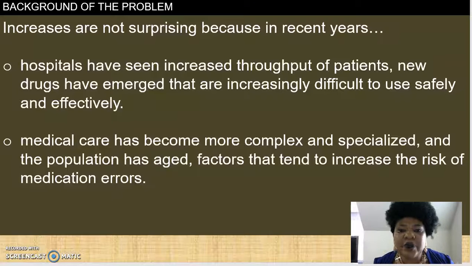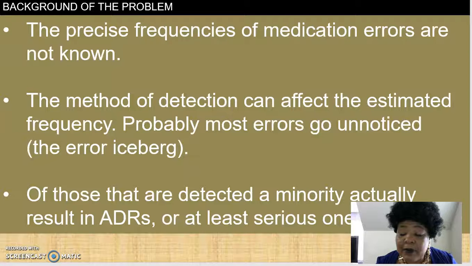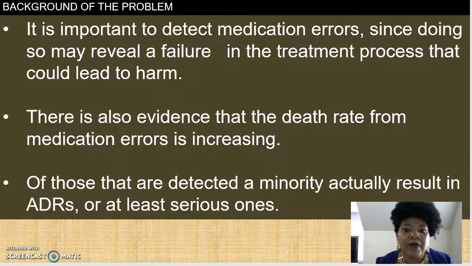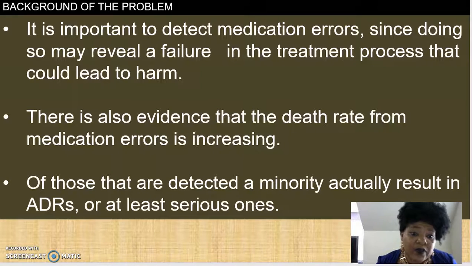Hospitals have increased patient turnover, new drugs are emerging, so it's difficult to manage them safely and effectively. Also, Medicare is becoming more complex, and a more aged population also risks medication errors. Also, medication errors may not be known, because they are underreported. Medication errors can go unrevealed because the process leads to harm, and people are afraid to report it, so they are underreported. Evidence has shown that it keeps increasing all the time.